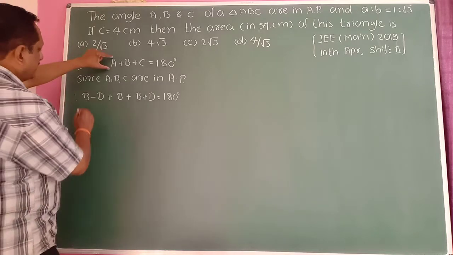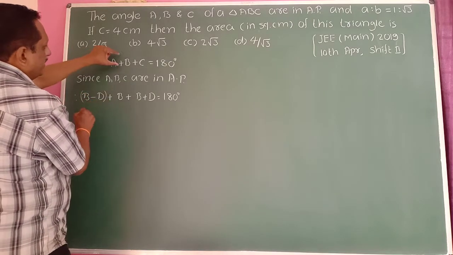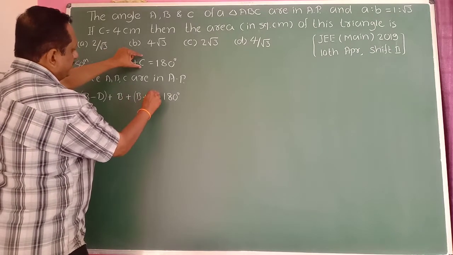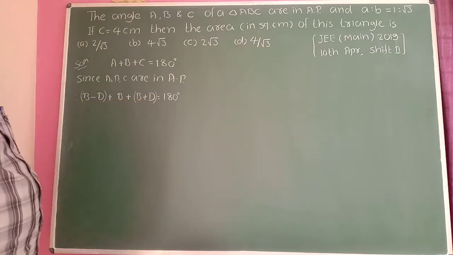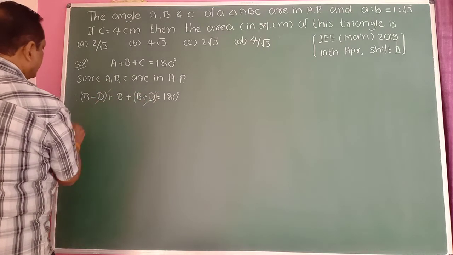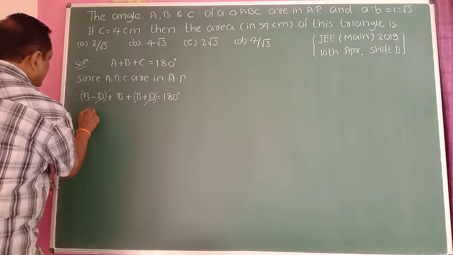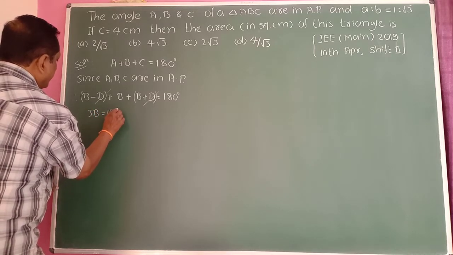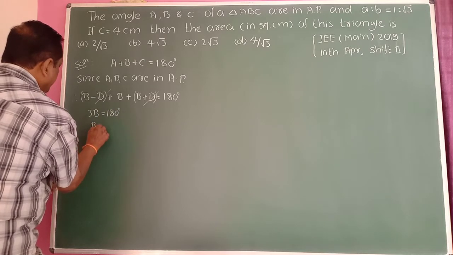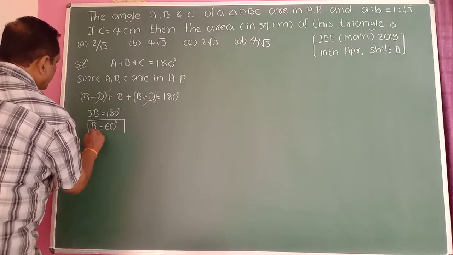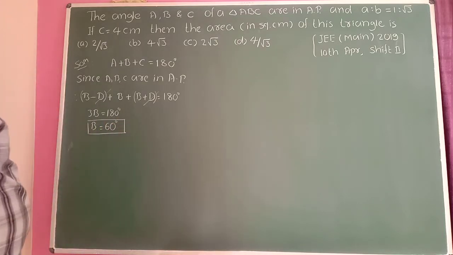A is taken as B minus D, the middle angle is kept as it is, and the last angle is B plus D. These three are in AP. Then minus D and plus D cancel. B plus B plus B, 3B, is equal to 180 degrees. Hence B is equal to 60 degrees. So angle B is 60 degrees.